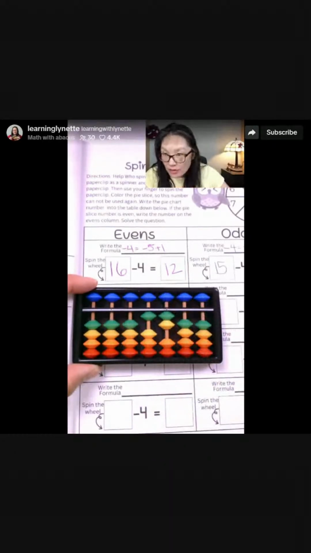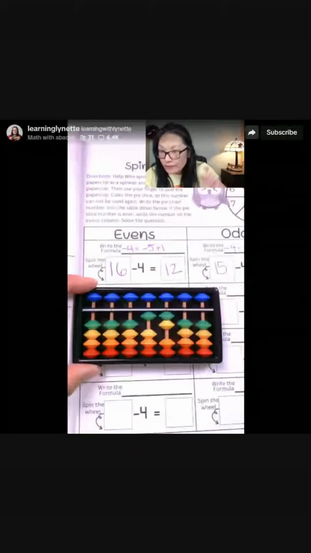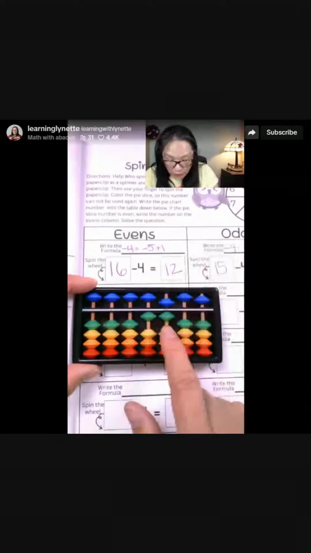What did we just do? Because we're trying to take away the 4 from 16. We have 4 over here. We want to take away the 4. Because we're trying to take away the 4, we want to minus the 5 plus the 1. My final answer is 12.